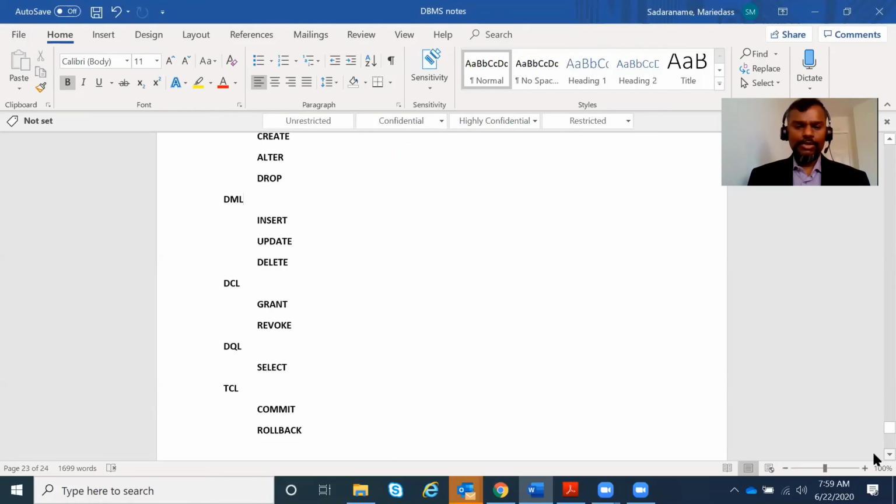All right, and the last one is about transaction control. This is not in your textbook. I just added it for you to know. Transaction control language, TCL. There are two commands called commit and rollback. So quickly, what are commit and rollback? You guys know this. Commit stands for saving the work. Rollback means go back to a previous save point.